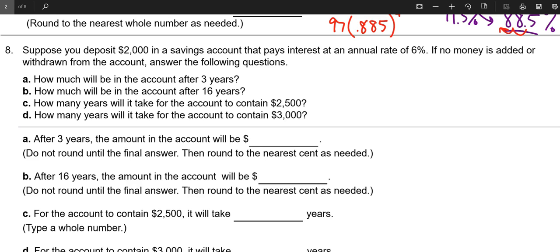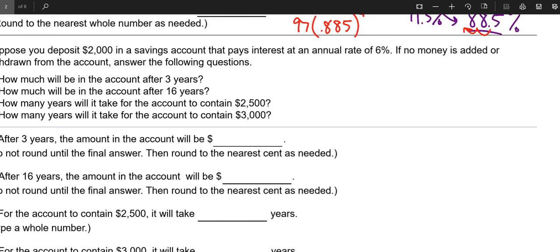$2,000 in a savings account that pays interest at an annual rate of 6%. Number 1, folks, there's no savings account in the world that's paying 6% interest. Banks just do not pay that kind of interest out. Now they are more secure, they are less risk, but there's no way that a savings account is going to give you 6% interest. You're looking to get 0.5% interest. Most of it's like 0.25%.